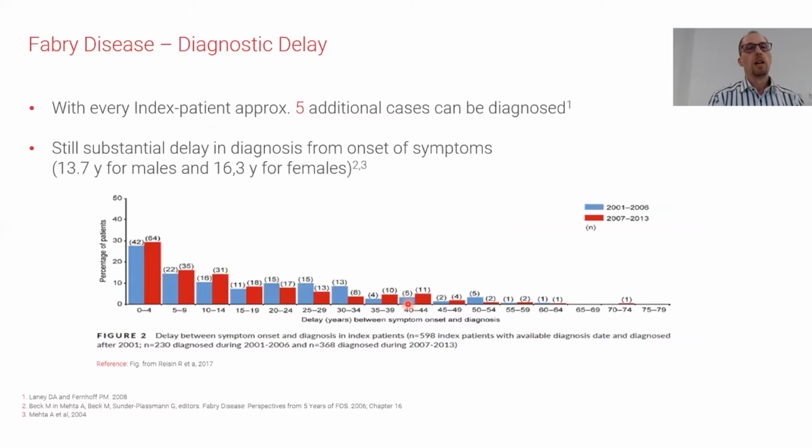And that's why it's so important in our daily clinical practice to be aware of the possibility that Fabry disease can be the cause of a symptom, of a syndrome, or the cause for the disorder of a patient. With every index patient we find, you can be sure to find approximately 5 additional cases in the family which can be diagnosed.